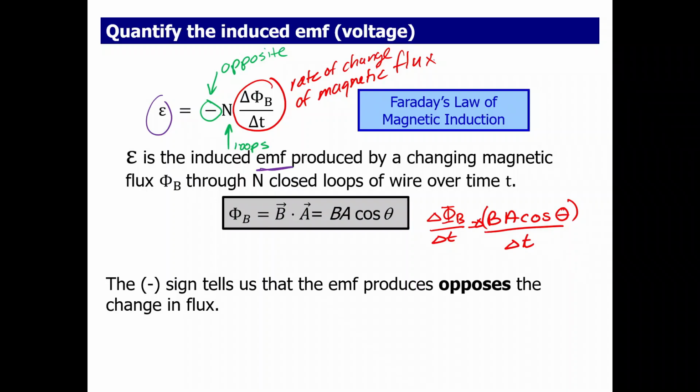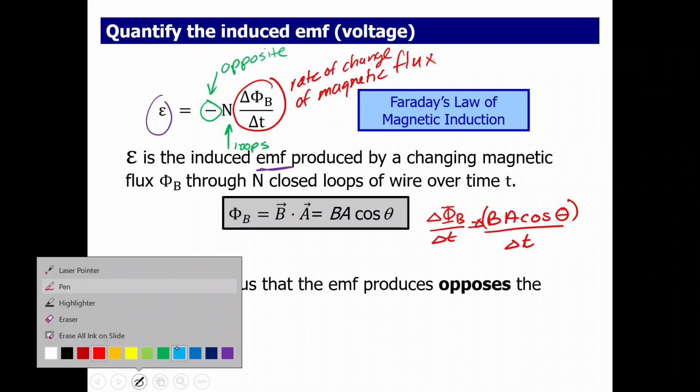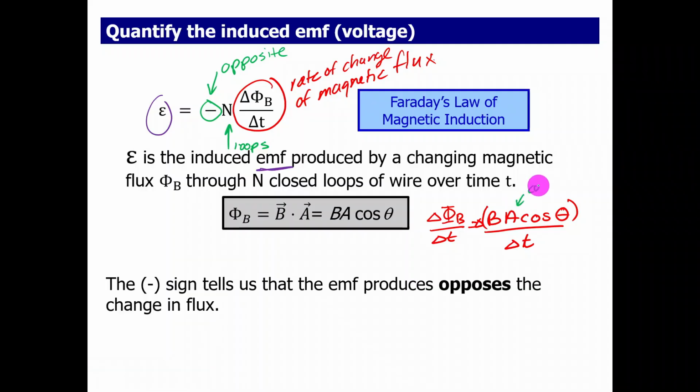So there's different ways that this can look. For example, if we keep our area constant and we keep our theta constant, we could write this as the change in flux over the change in time is equal to A cosine theta times the change in B over change in t. This is the rate of change of the magnetic field. So I'm keeping area and my angle constant, but I'm going to change my magnetic field strength over time. If I knew how fast that was happening, I could calculate my induced EMF.